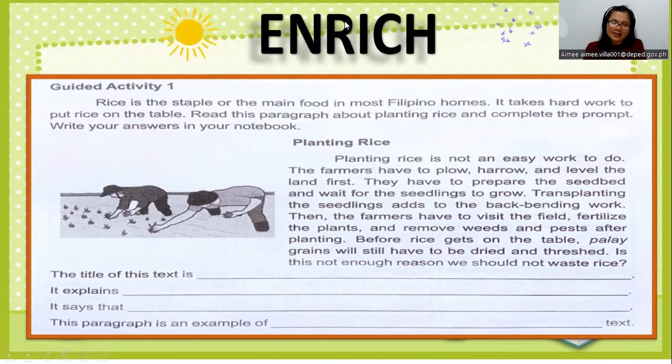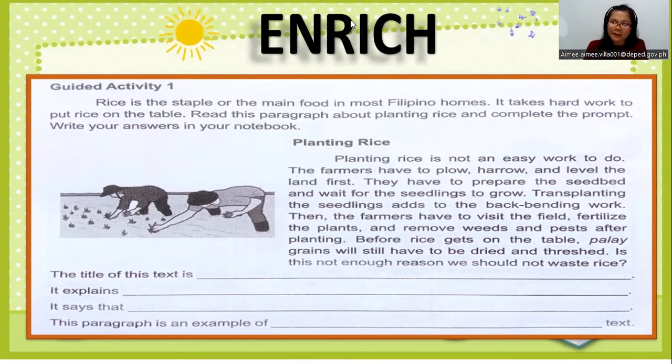So let's have page 13 of your module, Enrich. Guided activity number 1. Look at the picture. You can see that there are farmers planting rice. Rice is a staple or main food in most Filipino homes. It takes hard work to put rice on the table.